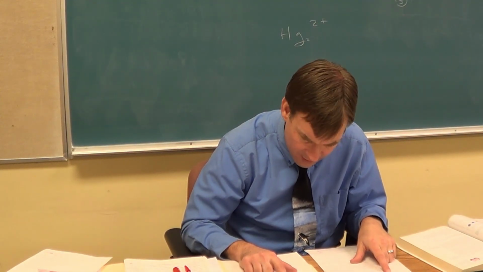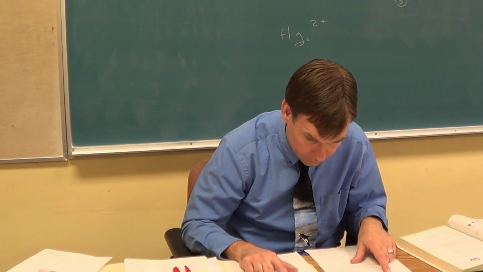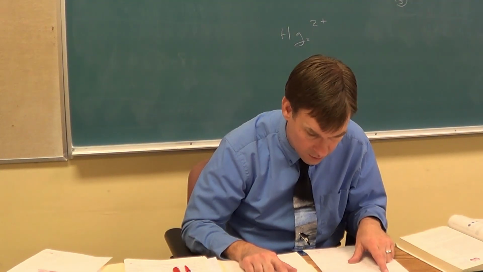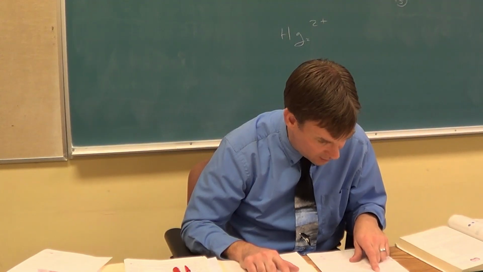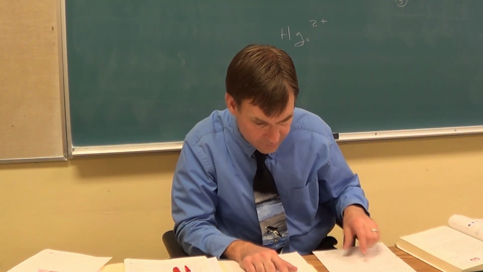34, anybody have that one in mind? Number of protons and electrons. It's the protons and electrons in the ion. So 34, we're filling in the blank with protons and electrons in the ion. 35, anybody a thought? Radii. Radii is the plural of radius.